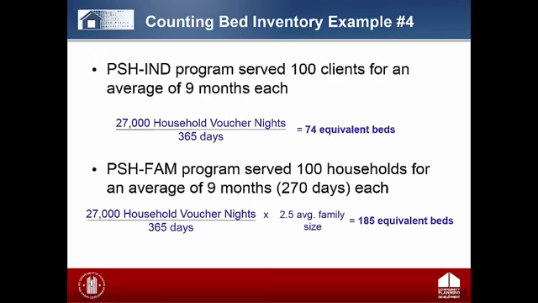Let's walk through an example to help illustrate the process of counting voucher beds for a PSH-IND program that served 100 different clients for an average of 9 months each. 9 months works out to about 270 nights in a year. Multiplied by 100 clients, that means there were 27,000 household voucher nights in the reporting year. Divide that by 365 days in a year, and we get 74 equivalent beds. Now, if this program were serving families, the process would involve one extra step. We would know that the average family size in the program was 2.5, and we would get 185 equivalent voucher beds once multiplying.